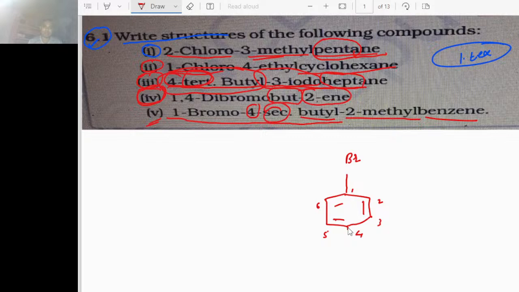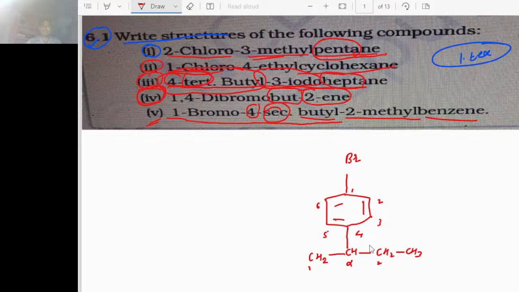On the 4th position, secondary butyl is there, student. So here is CH. Why am I writing CH, student? Because this is the alpha carbon. Alpha carbon must attach with 2 carbons, student, so that it can be the secondary butyl. Otherwise it cannot be the secondary butyl. So here is CH2 and this is the CH3. This is the secondary butyl. Alpha carbon is attached with the 2 carbons, 1 and 2, so this will become secondary.